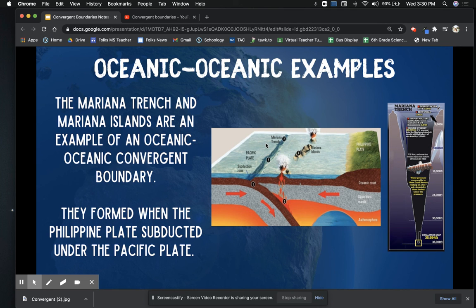And just a quick fact, the Mariana Trench is actually deeper than Mount Everest is tall. So if you look right here on the side of this picture, this is how tall Mount Everest is, and the trench, which is underwater, is actually deeper than the entire mountain. So I thought that was pretty cool. And that is our last slide. So remember, there are three types of convergent boundaries, and all three of them, they are coming together. So convergent means coming together.